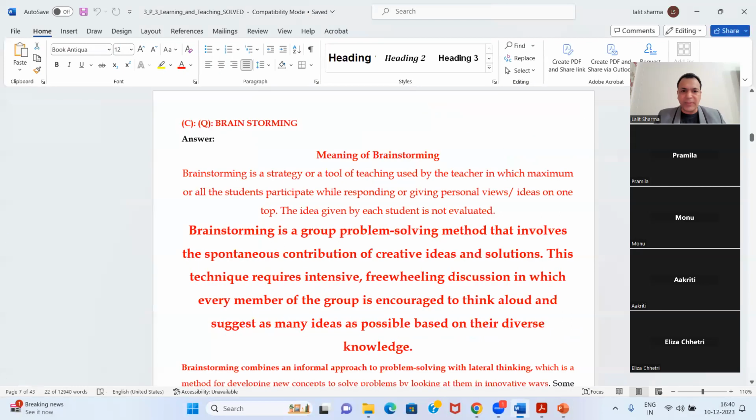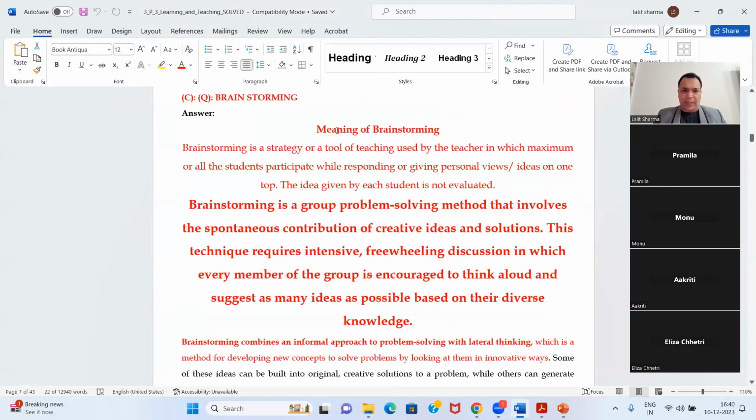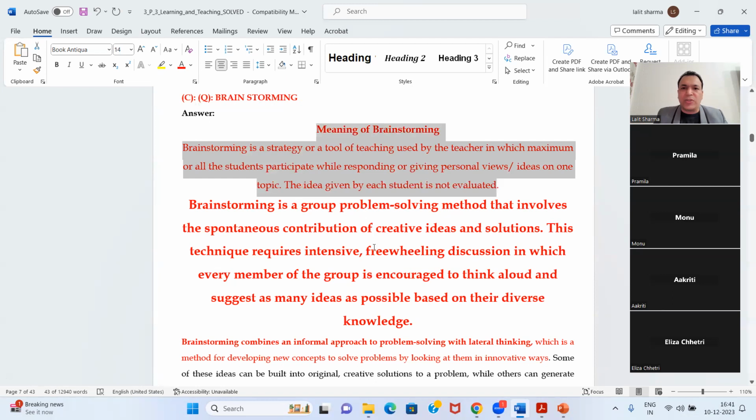ये देखिए, we see in the notes. ये देखो brainstorming, meaning of brainstorming. Brainstorming is a strategy or tool of teaching used by the teacher in which maximum or all the students participate while responding or giving personal views, ideas on one topic. Okay, it is written, on one topic. The idea given by each student is not evaluated. Means teacher allows the students, you can give any idea on that particular topic. अब आप ये देखिए, next paragraph.